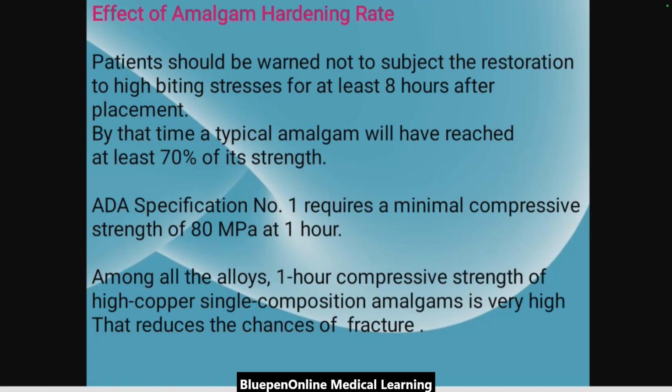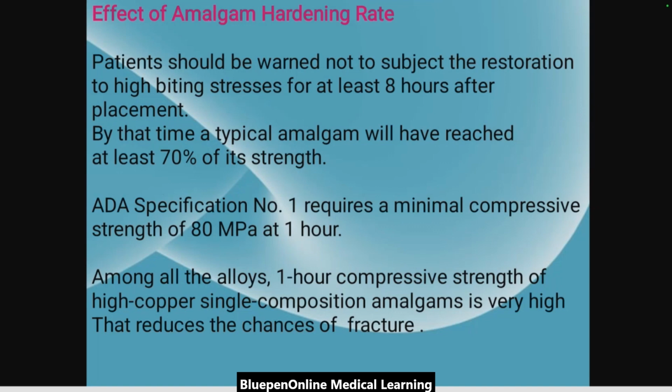Patient will be sent from the clinic once the restoration is done. So you have to make sure that the patient is warned not to subject the restoration to high biting stresses for at least 8 hours after the placement of restoration. By 8 hours, a typical amalgam restoration will have reached at least 70% of its strength, so it will be able to bear the high masticatory forces. So it is very important that once the restoration is done, the patient should be warned not to subject the restoration to high biting stresses for at least 8 hours.